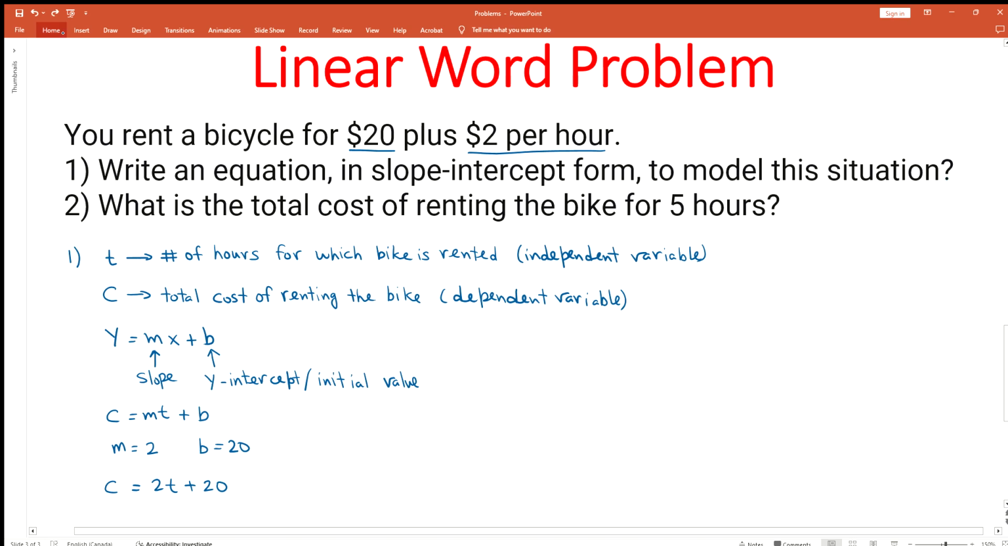Now we can answer part 2. What is the total cost of renting the bike for 5 hours? We have to find the value of c for t equals 5 hours. We should sub in t as 5 in the equation we got in part 1 to find the value of c.